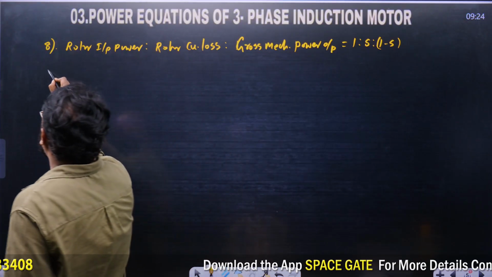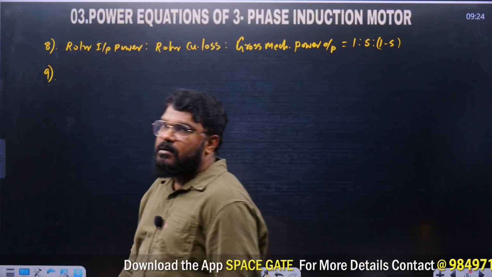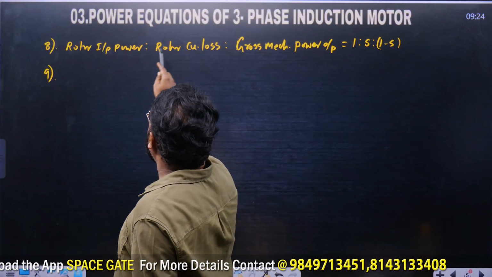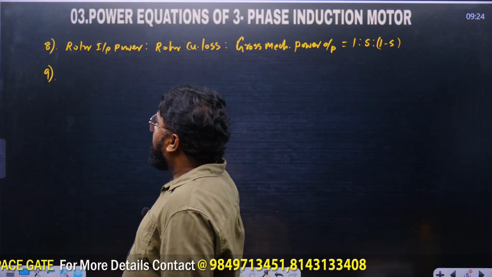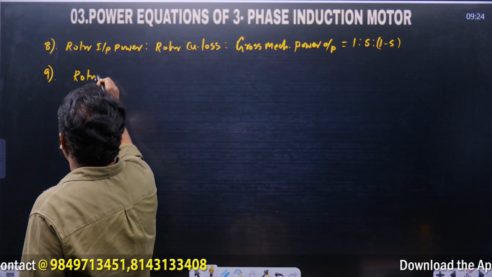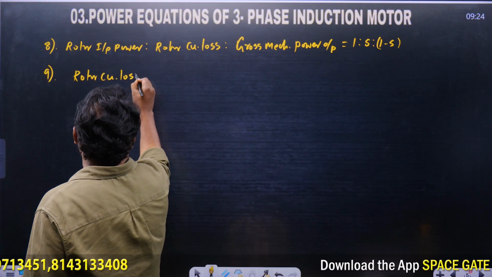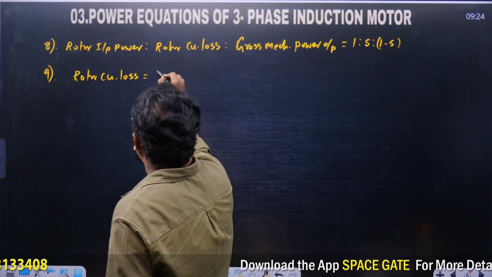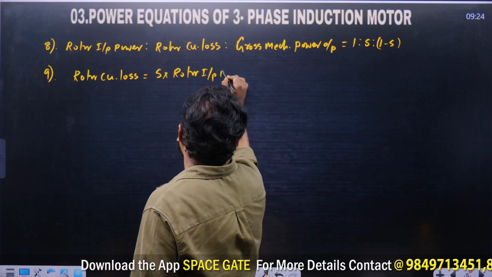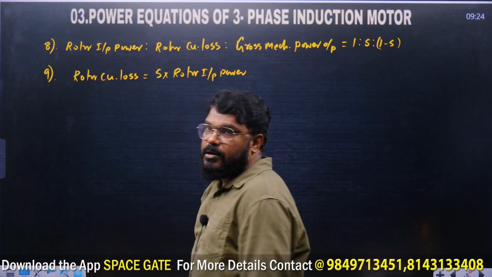And next possibility of the question from here: what is the relation between the rotor copper losses and the rotor input power? The rotor copper loss is equal to S times the rotor input power of the motor.